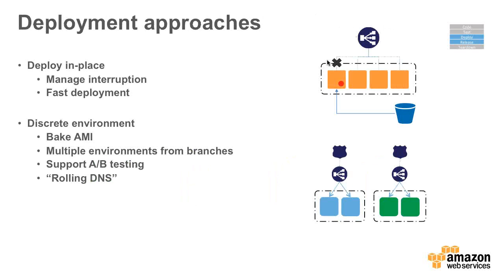If we look at, broadly speaking, deployment approaches generally, we have two, really. There is deploy in place and building discrete environments that we stand up for the purpose of hosting a new application version. So at the top here, I've represented a load balancer with an auto scaling group of EC2 hosts behind it. It's a very trivial one-tier application architecture.